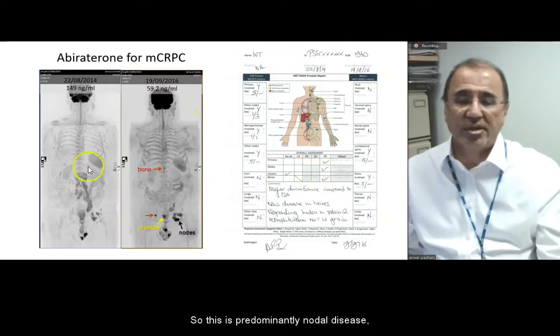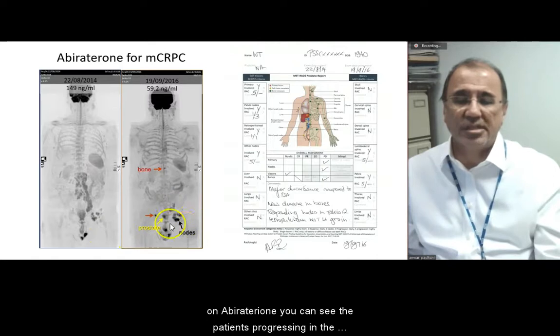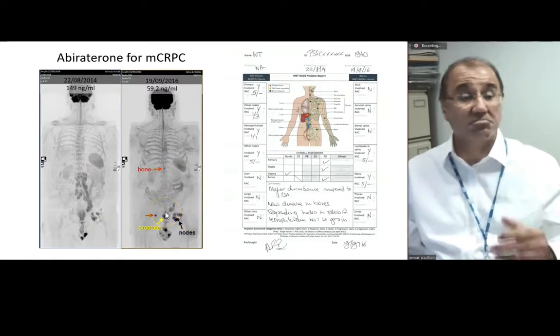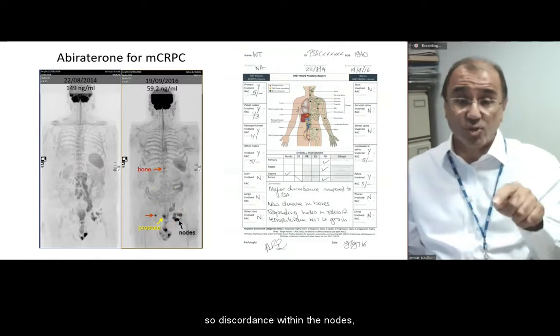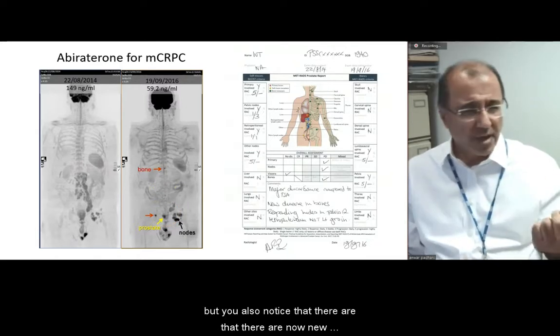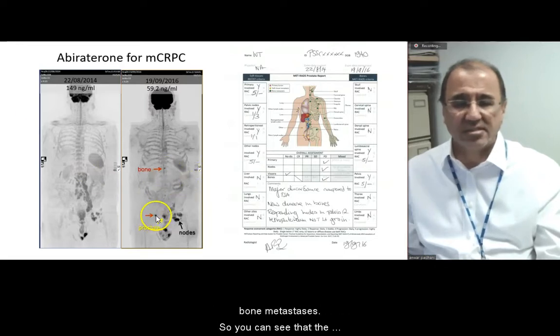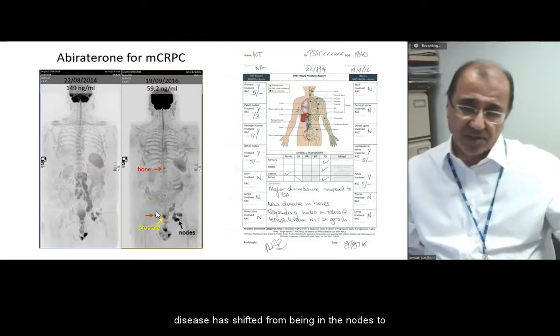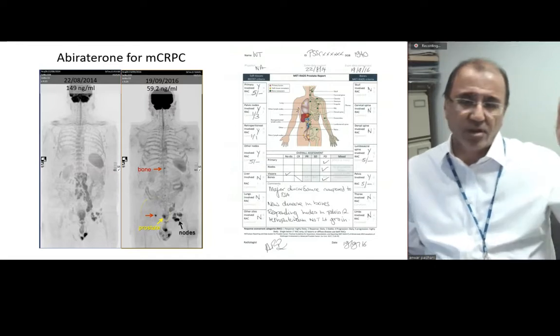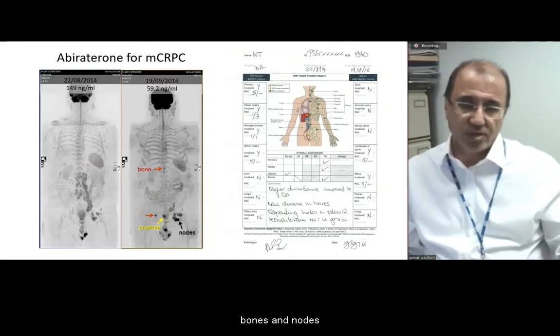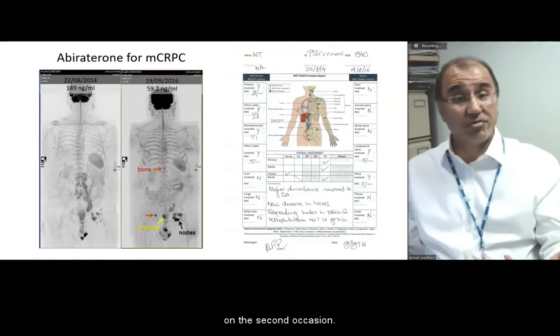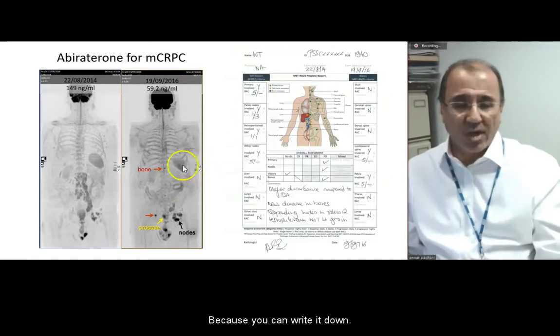So this is predominantly nodal disease, and you can see it here. On abiraterone, you can see the patient's progressed in the groins, but has responded in retroperitoneal lymph nodes. Interesting. So discordance within the nodes, but you also notice that there are now new bone metastases. So you can see that the disease has shifted from being nodal to bones and nodes on the second occasion. Well, how do you codify that? Well, you can codify that because you can write it down over here.